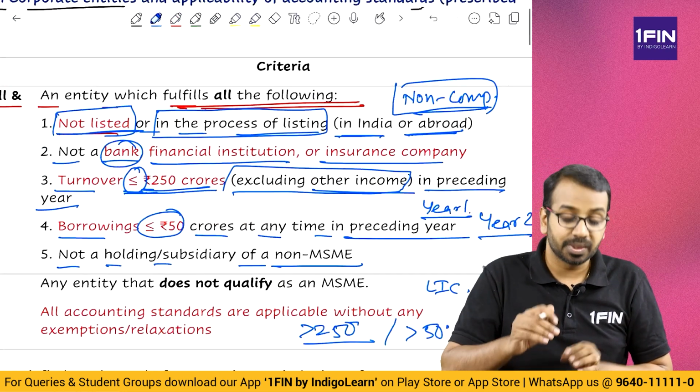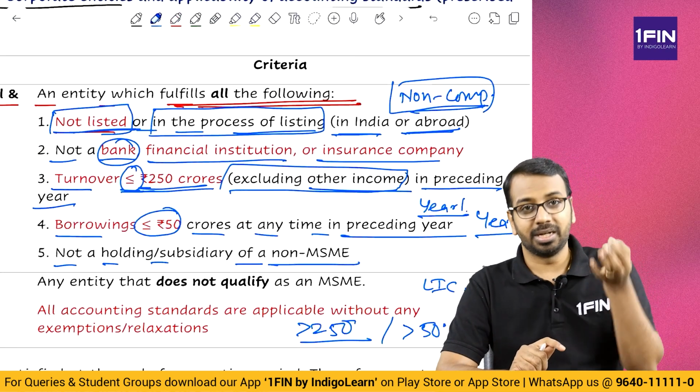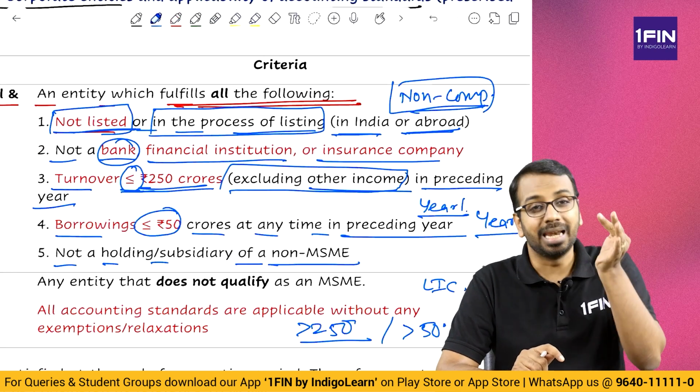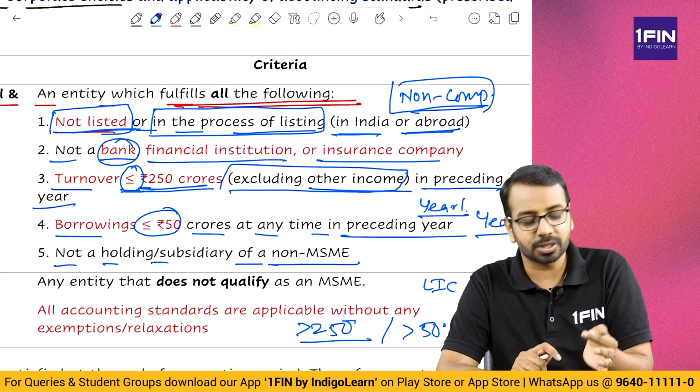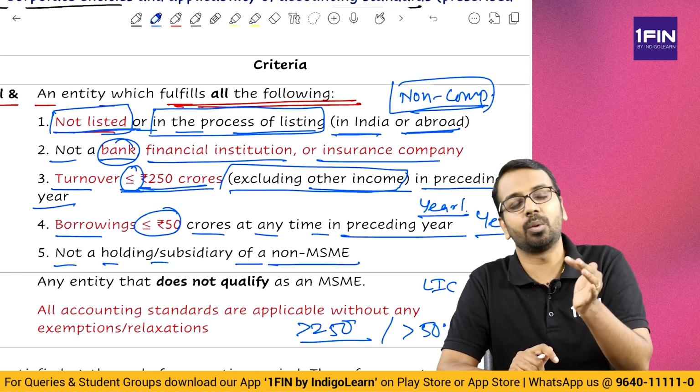Okay, quick recap. To become an MSME, you should not be listed. Turnover should be less than or equal to 250 crores. Borrowing should be less than or equal to 50 crores.